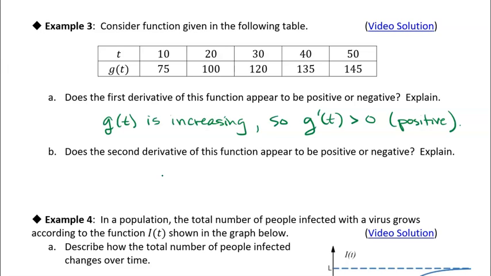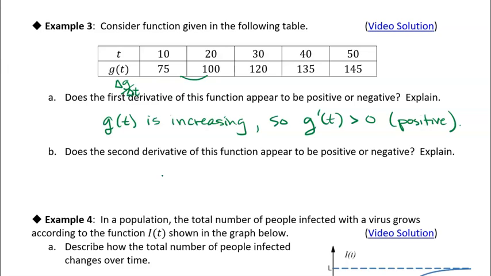So we can use average rate of change as a proxy for the derivative. If we find the average rate of change, the change in g divided by the change in t, we could look at these different intervals here. I could look at this interval from t equals 10 to t equals 20 and calculate the average rate of change. That's a good proxy for the derivative. Then if I look at what's happening with the average rate of change, that'll give me an idea of what's happening with the second derivative.